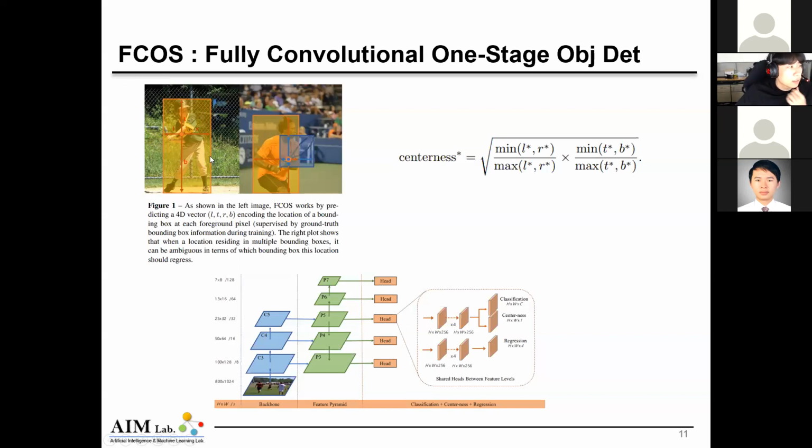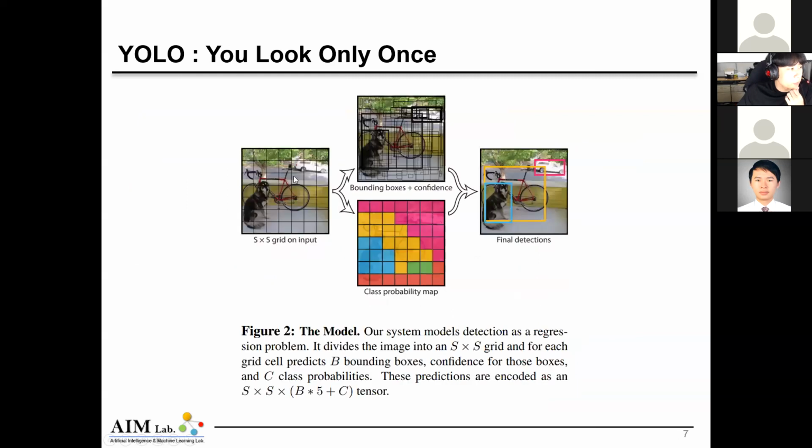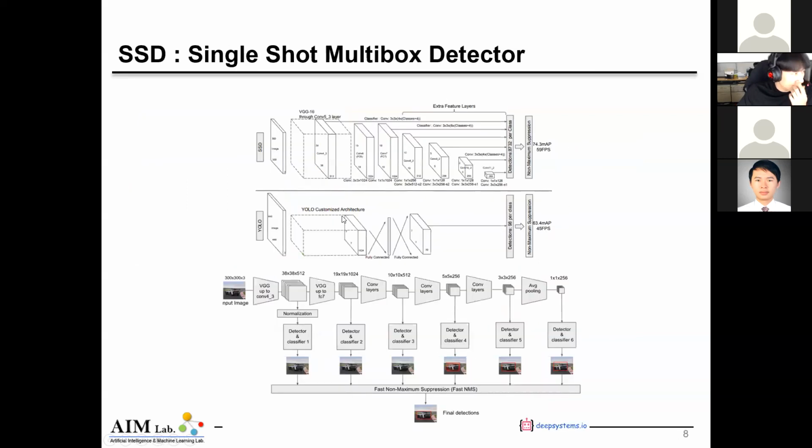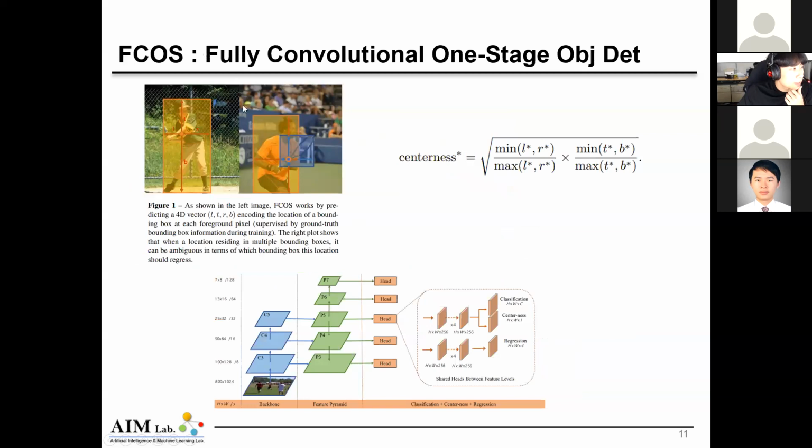But in this case, they don't predict the center, but they use the center from given fixed points for each pixel of the feature map. It seems similar to this one, fixed grid, but they use fixed center points, and then they predict the left, right, top and bottom values. How long, how much the box size is.